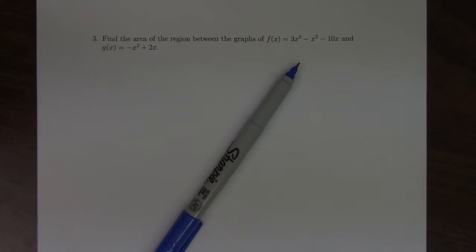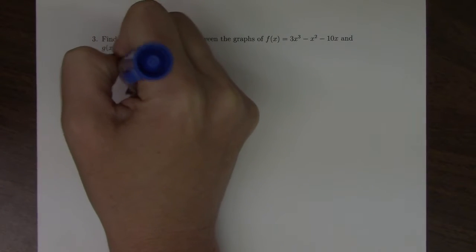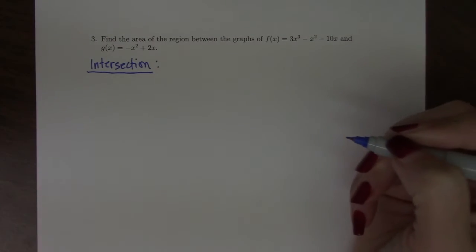Problem 3 asks us to find the area of the region between the graphs of f of x equals 3x cubed minus x squared minus 10x, and g of x equals negative x squared plus 2x. I don't, off the top of my head, know what these two graphs look like, so we're going to try to do this algebraically. The first thing I need to do is find the intersection between the graphs.